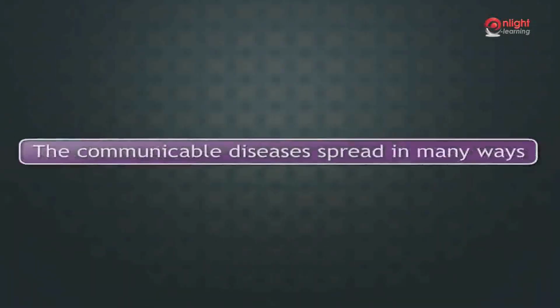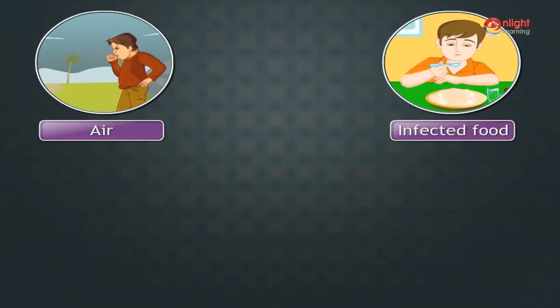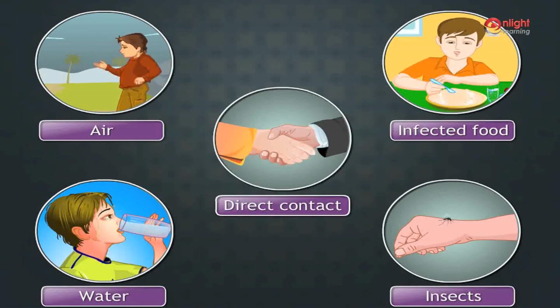Children, then how do these microorganisms spread diseases? Let's now study about that in detail. The communicable diseases spread in many ways. They spread by air, through infected food and water, by insects and by direct contact.